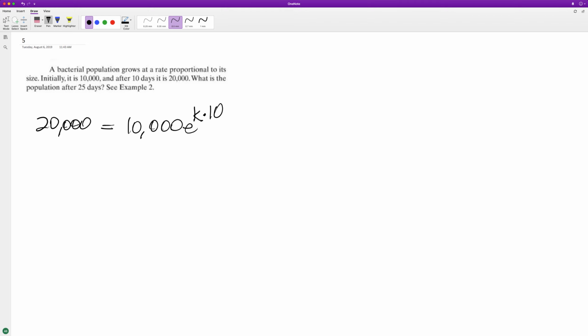So what we're going to do here, and then finally what they want to know is what is the population after 25 days. So what's happening here is we solve for k, and once we know k, we can plug that in, and then for t, instead of 10, we can use 25. So solving this, first thing we're going to do is divide 20,000 by 10,000.